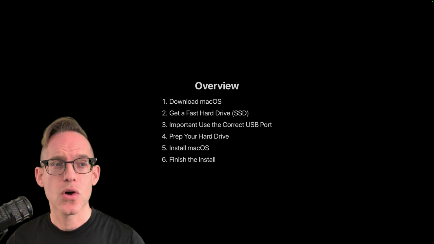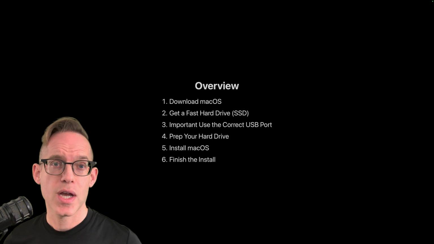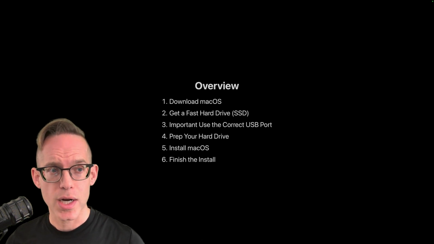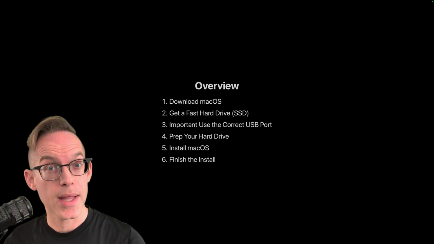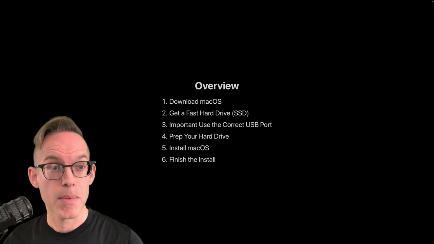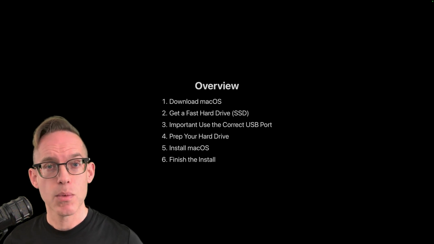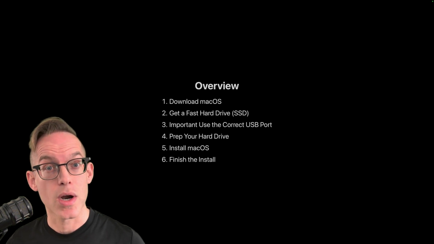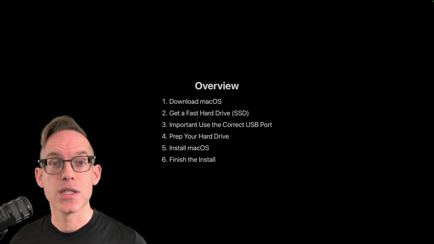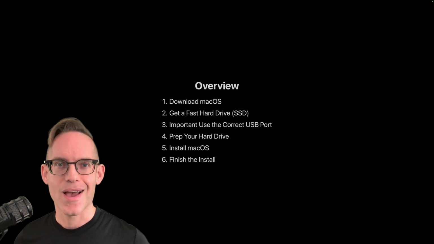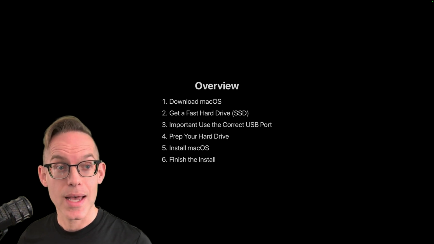And we're going to talk about the hard drives that you need. We're going to talk about using the correct USB port. There's one port that this will fail on newer Macs. And we're going to learn how to prep your hard drive, how to format it. Then we're going to install macOS on that external drive. And then we will finish the install on the other side. So let's take a look at getting started.